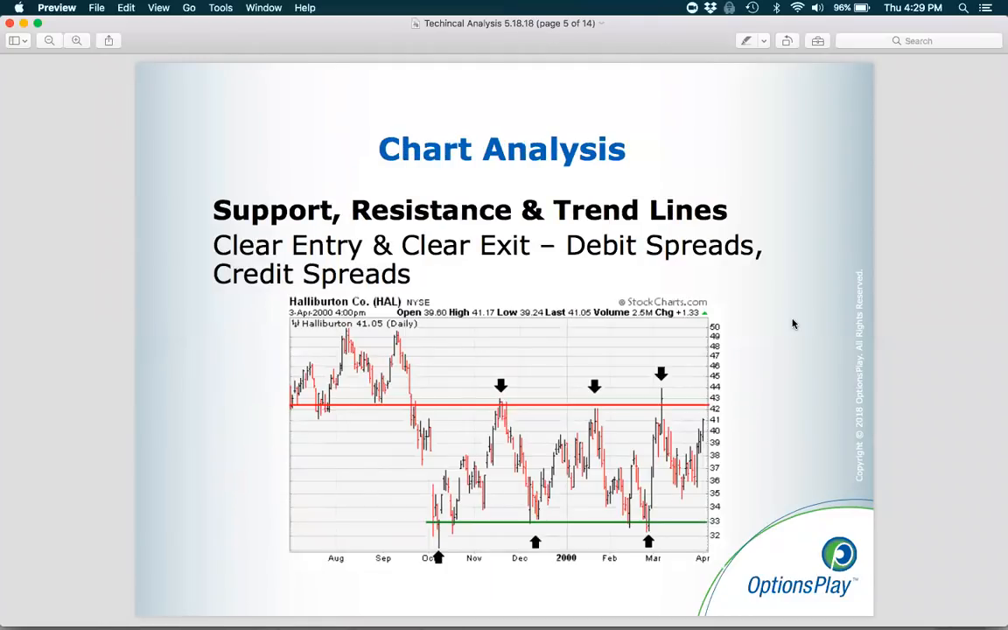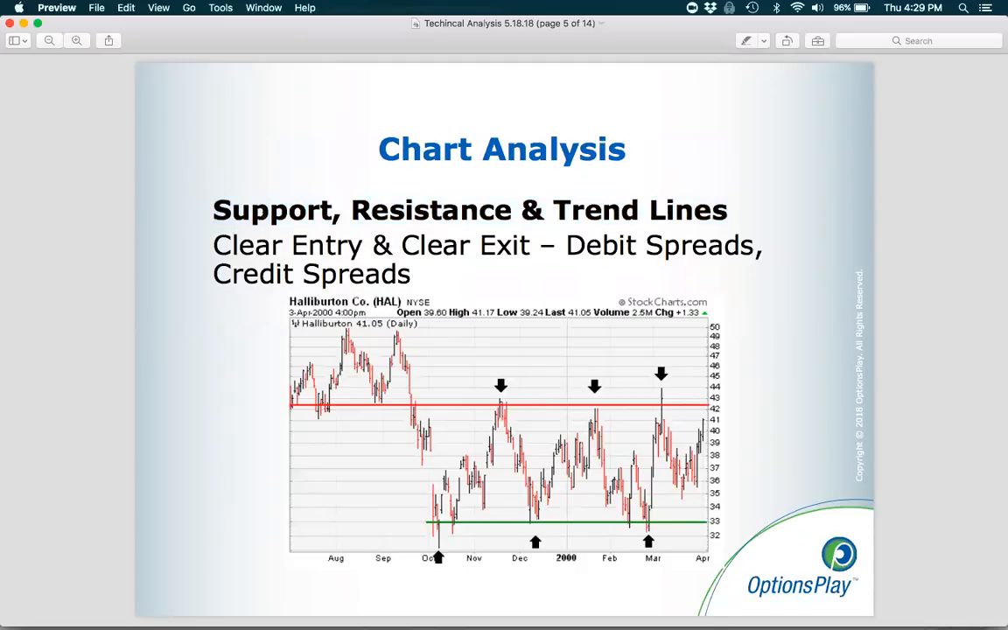So let's start off with talking about chart analysis. This is my favorite. This is what we use heavily at Options Play. This is what you see on our platform. And when I refer to chart analysis, this is simple stuff like support and resistance levels, trend lines. This is the basic of technical analysis.